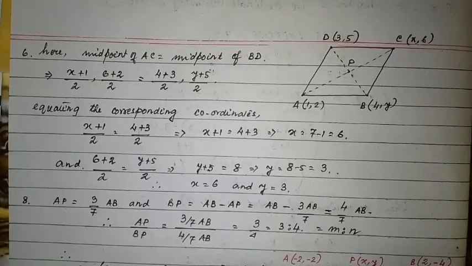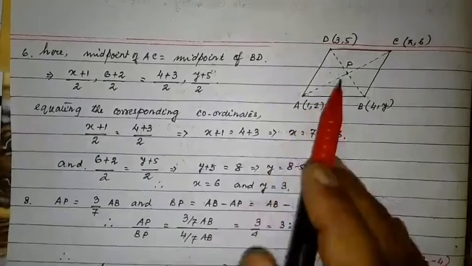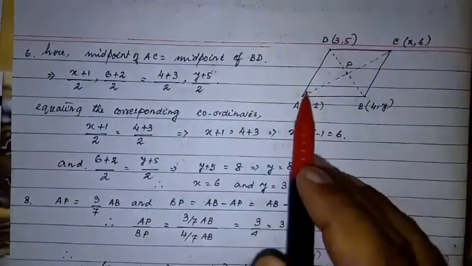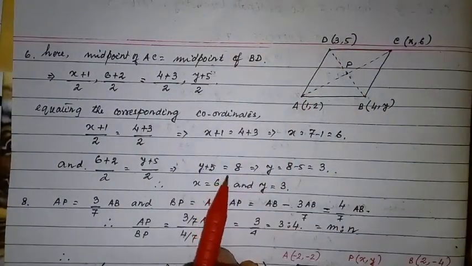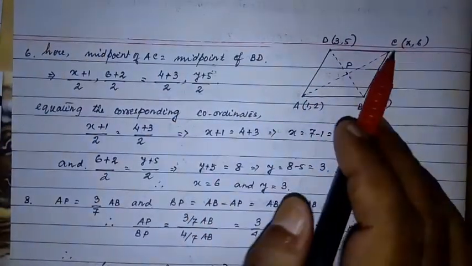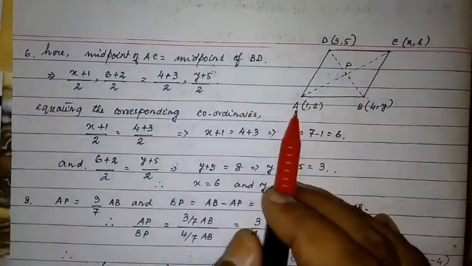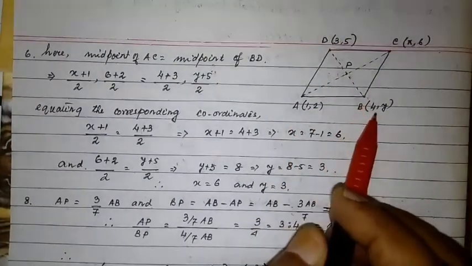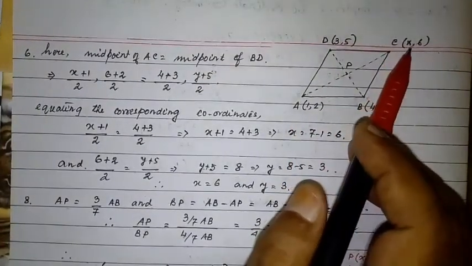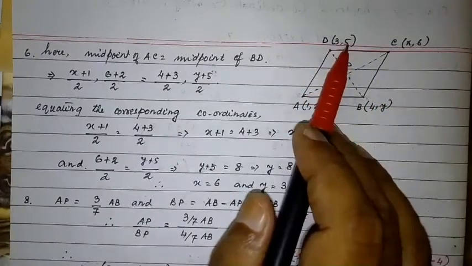Now sum number 6. If (1, 2), (4, y), (x, 6) and (3, 5) are the vertices of a parallelogram taken in order, find x and y. ABCD is a parallelogram. The vertices are marked in order. Let A is equal to (1, 2), B is equal to (4, y), C is equal to (x, 6) and D is equal to (3, 5).